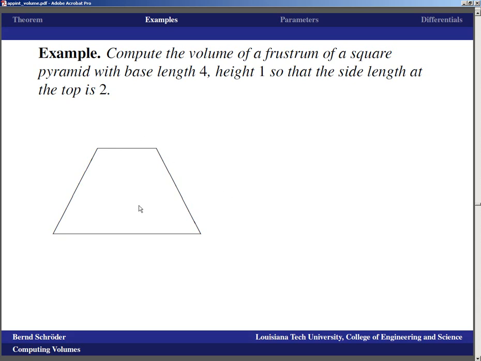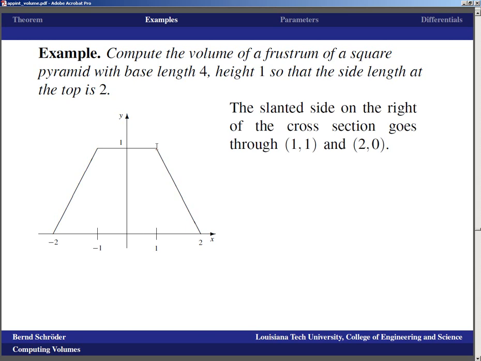And we need to know what the side lengths of these squares are. All right, well, let's put a coordinate system in there. Here's the x-axis, here's the y-axis. We know the height is 1. We know that if the bottom side length is 4, then that means this goes from -2 to 2, because I wanted the y-axis to go through the center. And that means that this here is -1 and this here is at 1.